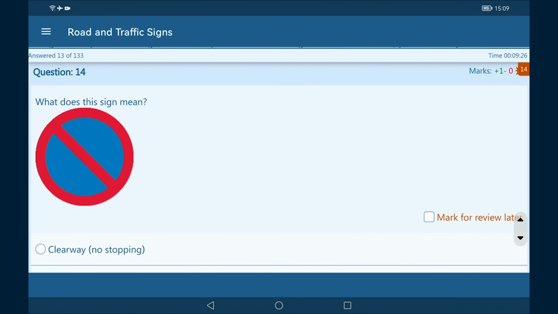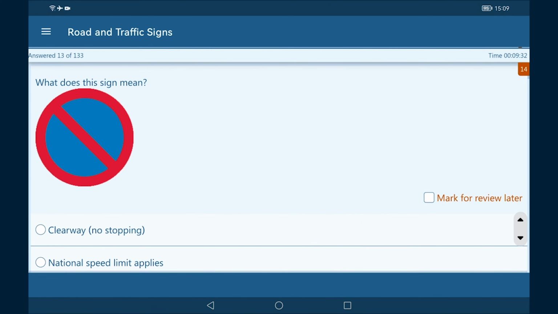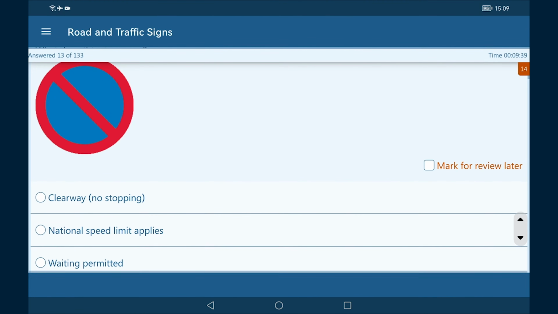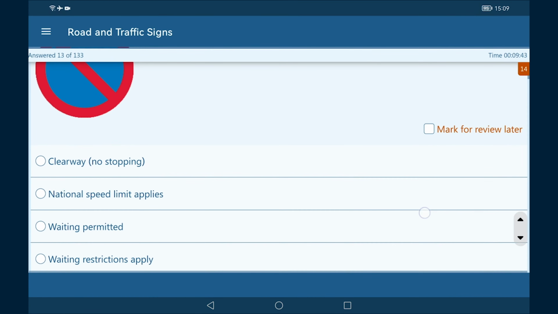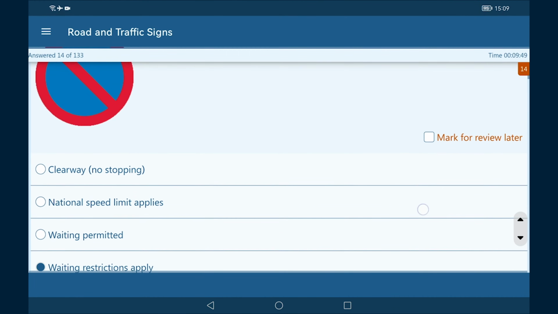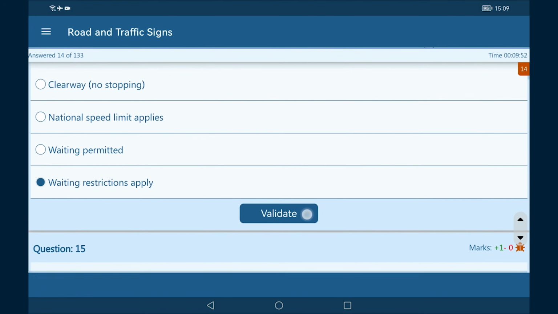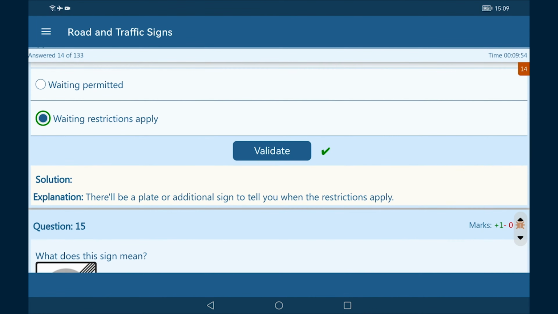Question 14. What does this sign mean? Option 1. Clearway, no stopping. Option 2. National speed limit applies. Option 3. Waiting permitted. Option 4. Waiting restrictions apply. The correct answer is Option 4, that is, waiting restrictions apply. Explanation. There will be a plate or additional sign to tell you when the restrictions apply.